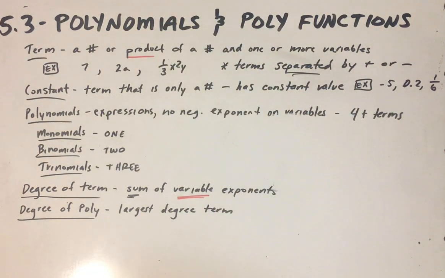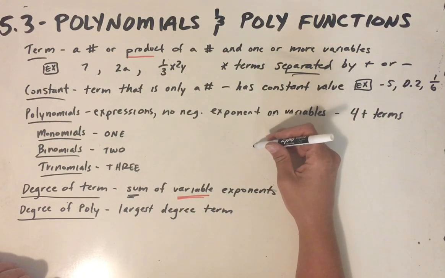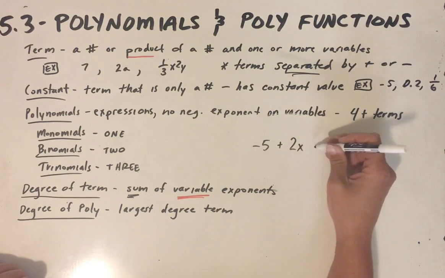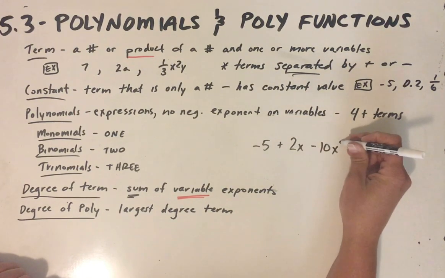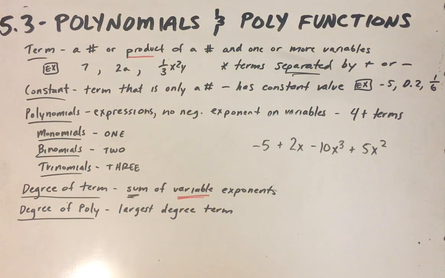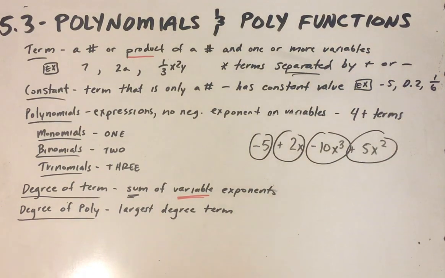Well, how do we figure out the degree of the polynomial then? Well, the polynomial is just going to be whatever one's the biggest. So if I have multiple terms, so say like I have -5 plus 2x minus 10x cubed plus 5x squared. Well, I can identify each one of these terms here, and then I can say, well, the degree of this polynomial is the degree of the largest term, or the largest degree term.